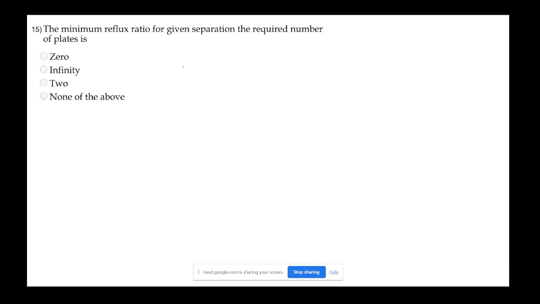Next question is, the minimum reflux ratio for a given separation. The number of required plates will be dash.